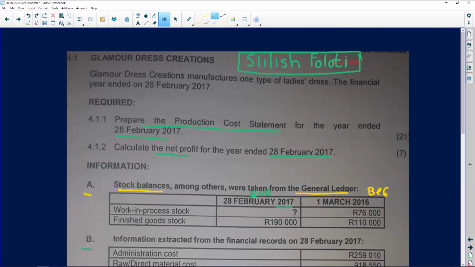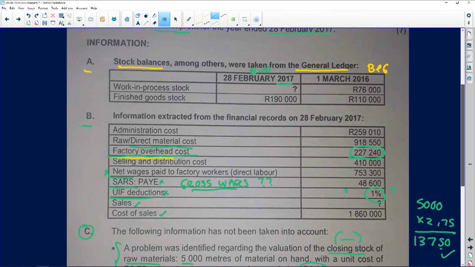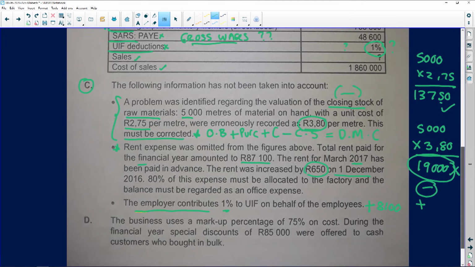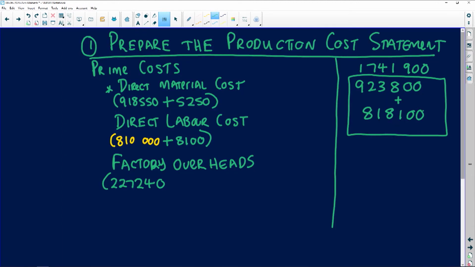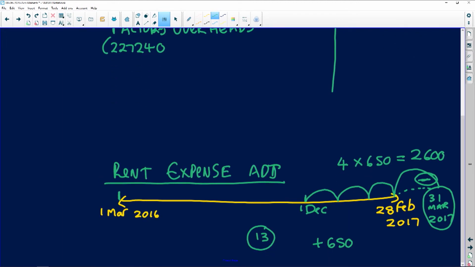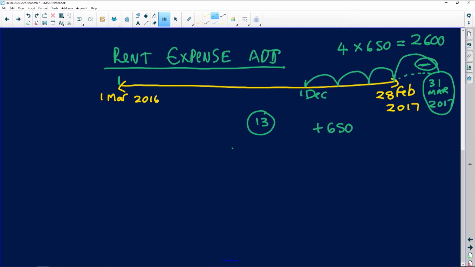If I now go back to my total rent paid, and remember the total rent paid is an amount of 87,100. I just need that figure. So 87,100. Let's just extend the page. So 87,100 minus the additional amount paid, so minus 2,600.